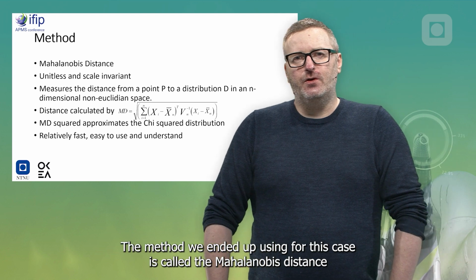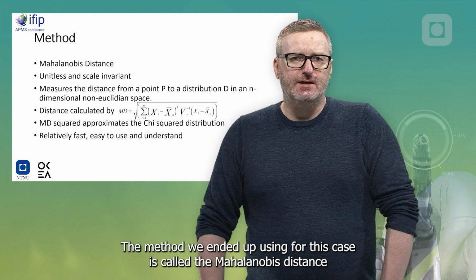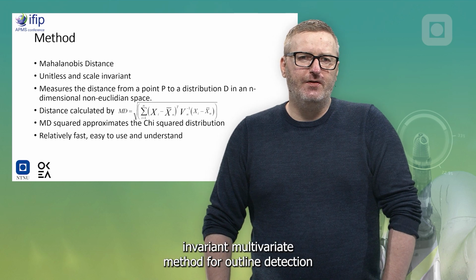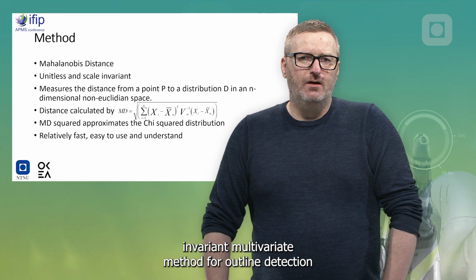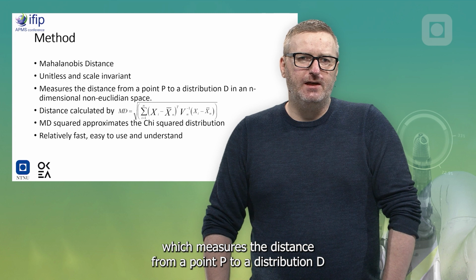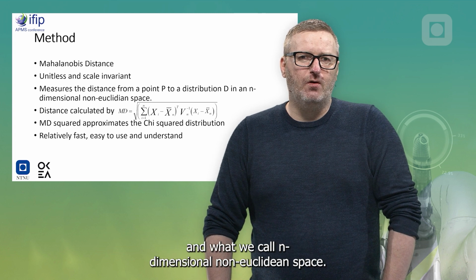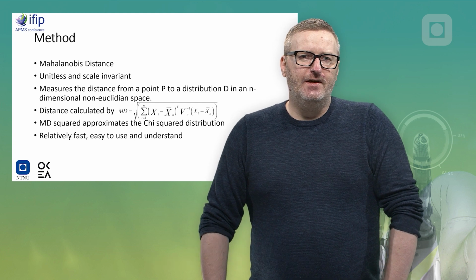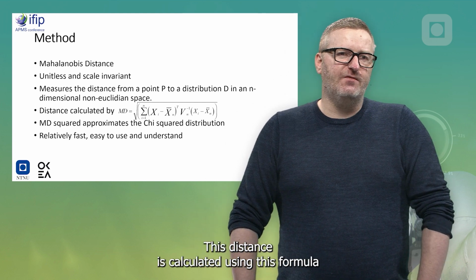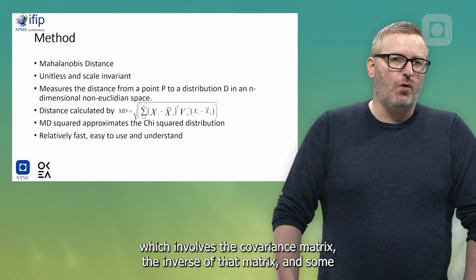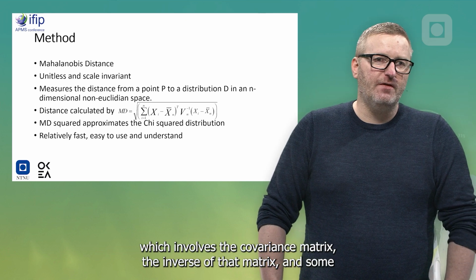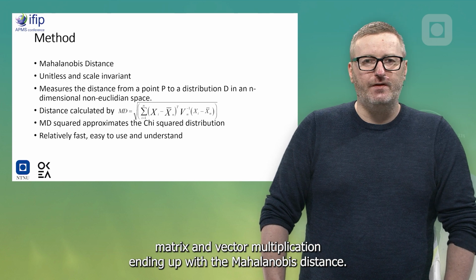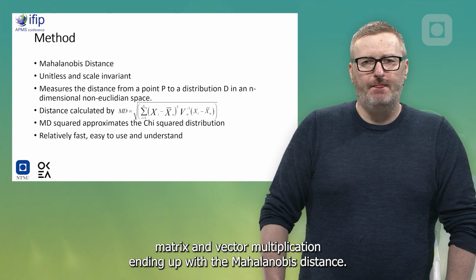The method we ended up using for this case is called the Mahalanobis distance, and it is a unitless and scale-invariant multivariate method for outlier detection, which measures the distance from a point P to a distribution D in what we call an n-dimensional non-Euclidean space. This distance is calculated using this formula, which involves a covariance matrix, the inverse of that matrix, and some matrix and vector multiplication, ending up with the Mahalanobis distance.